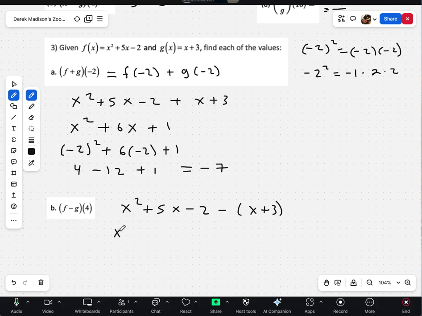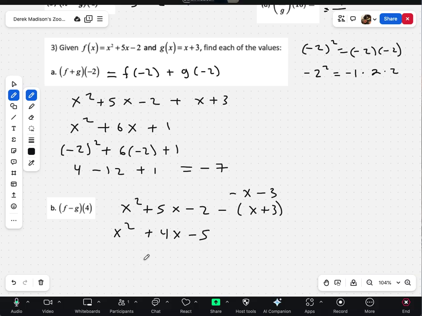So then from there, we'd have x squared, 5x minus x, that would be 4x, and 2 minus 3, and that's where the error happens. And you're welcome to rewrite this as minus x minus 3 here, and just show that distribution written out. But -2 minus 3, oops, I need an x right there. -2 minus 3 would be -5.